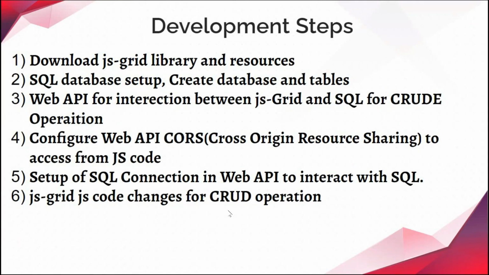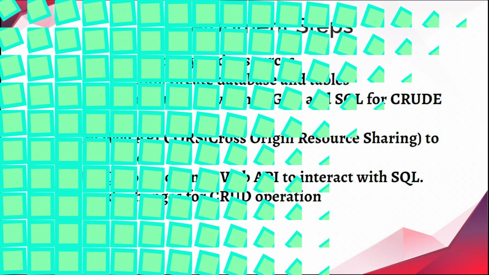These are the development steps. Step number 1, download JavaScript library and resources. Step 2, SQL database setup, create database and tables. Step 3, Web API for interactions between JavaScript and SQL for CRUD operations. Step 4, configure Web API CORS to access from the JS code. Step 5, set up the SQL connection in Web API to interact with SQL Server. Step 6, JavaScript code changes for CRUD operations.